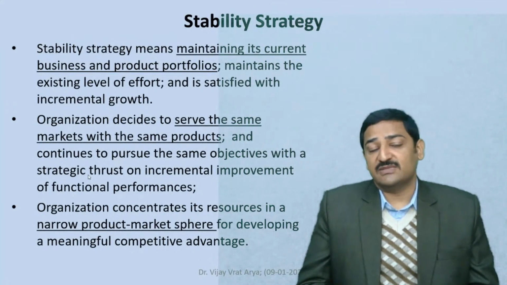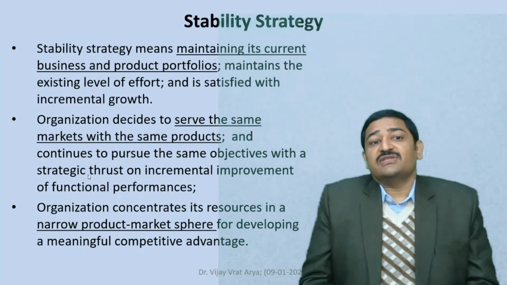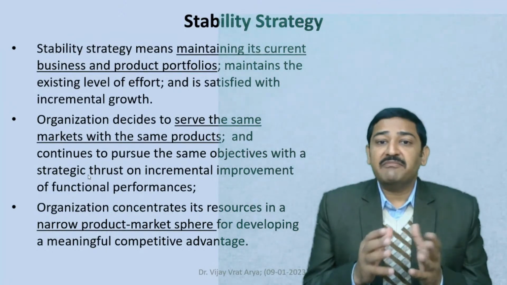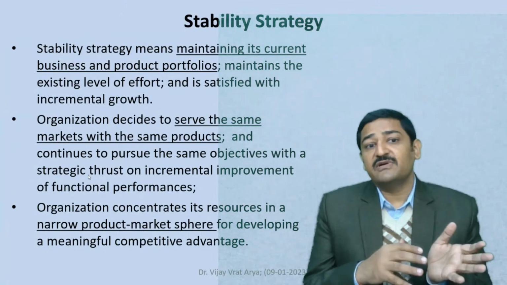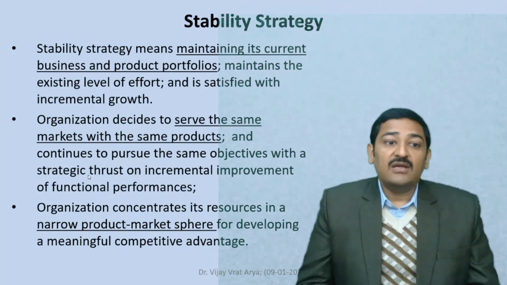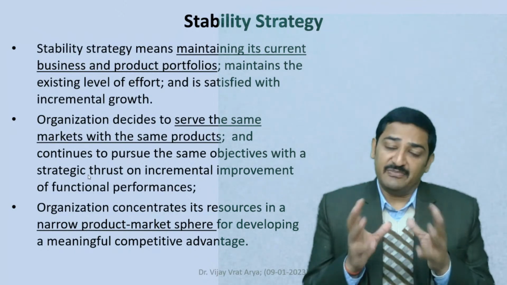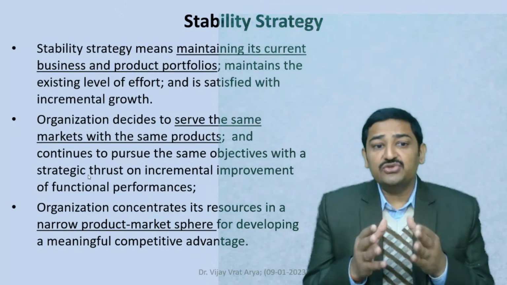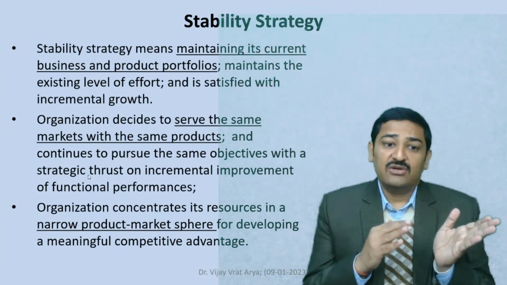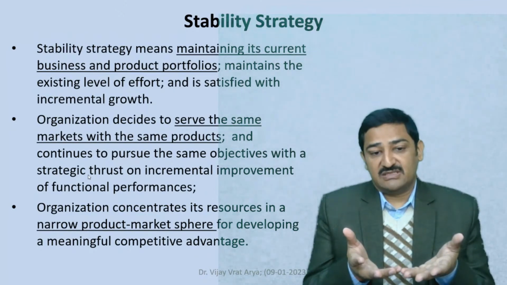So the first is the stability strategy. As discussed earlier, stability strategy means maintaining its current business and product portfolios by maintaining the existing level of effort and being satisfied with incremental growth. Usually, organizations decide to serve the same markets with the same product, and they continue to pursue the same objectives with the strategic thrust of incremental improvement of functional performances.